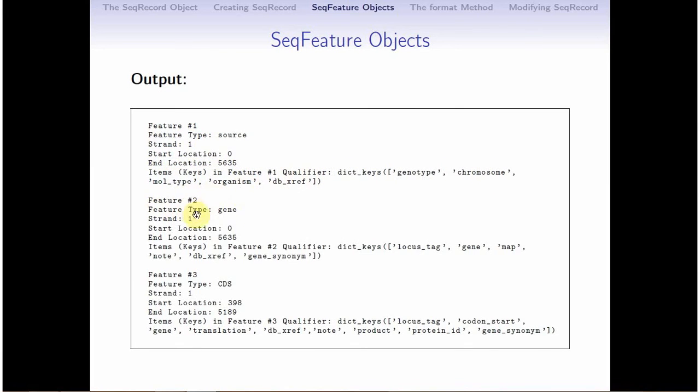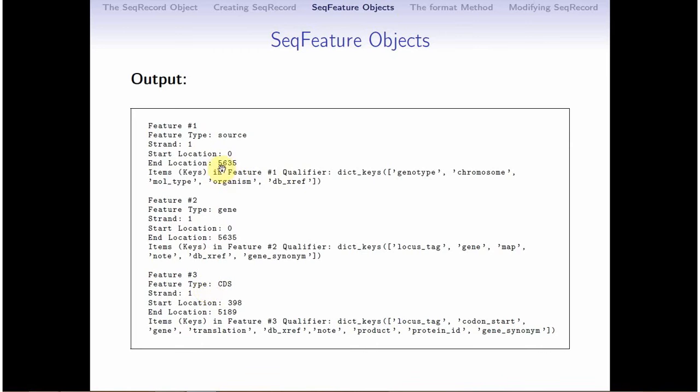So this is feature number 2, gene. We are looking at gene. The starting location is 0, so the whole string itself is a gene. So these are the keys. More importantly is number 3. Let's look at feature number 3, the feature type. Remember, the feature is more information, or the important information about this sequence record.